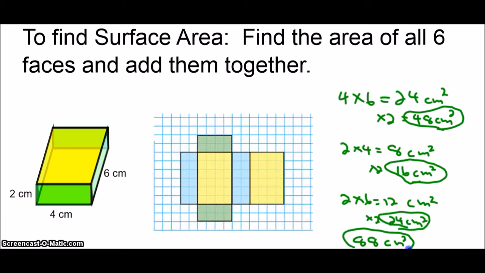I like this method of figuring out the surface area of a prism because it also gives you an idea why these are called centimeters squared. If you look at this picture, you can see it's made up of a whole bunch of small squares. Each of these squares is 1 centimeter by 1 centimeter. So we could count them up, and if we added all of these up, there'd be 88 of them.